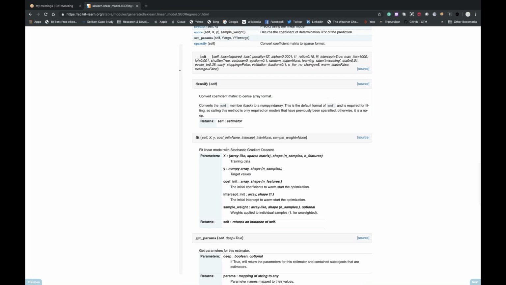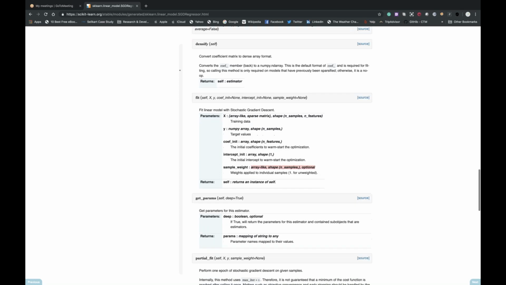Okay, fit linear model with stochastic gradient descent is doing a couple of things. X is your training data, y is your target values. Coefficient initialization is all about the initial coefficients to start the optimization, and intercept initialization is about the initial intercept to start the optimization. The sample weight is nothing but an array-like shape, weights applied to the individual samples. Okay, this is what it is.